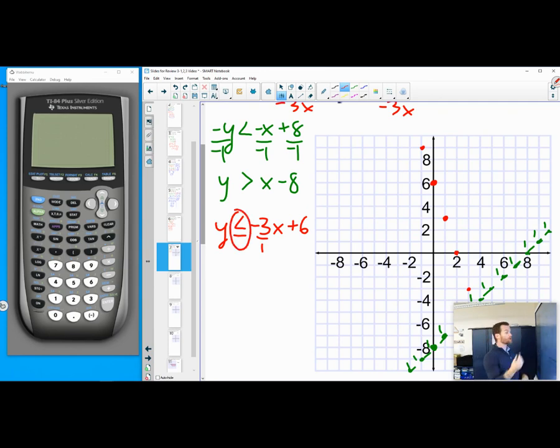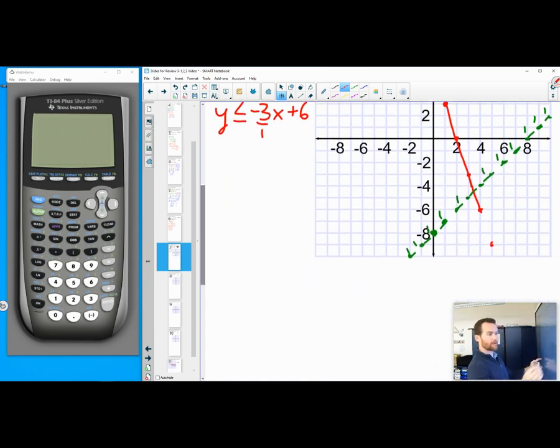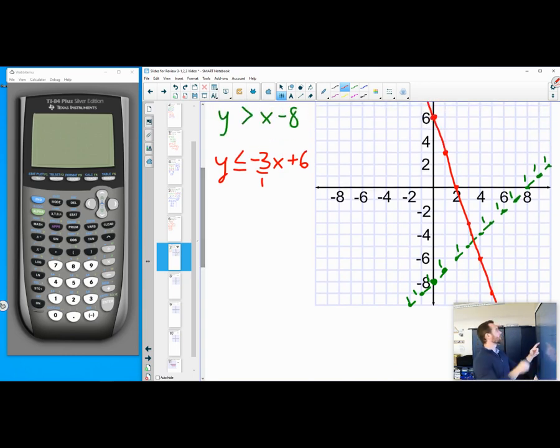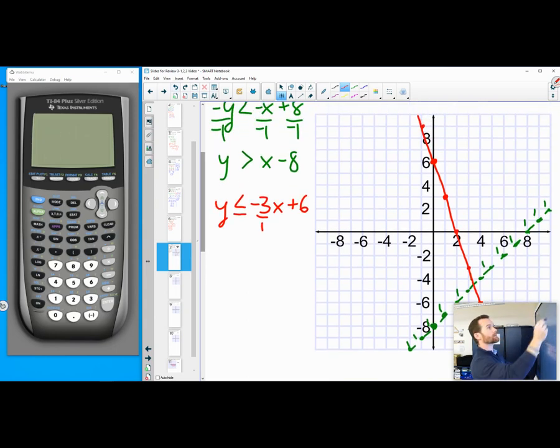This is or equal to, so this is going to be a solid line. Let's see if I can make a sort of straight solid line. It's not going to be perfect, but we've got all the important points there. Okay. Now we have to worry about shading. y is less than, y is smaller, so we shade below. So I'm going to shade below this red line. I seem to not be able to get the whole graph on the screen at once.